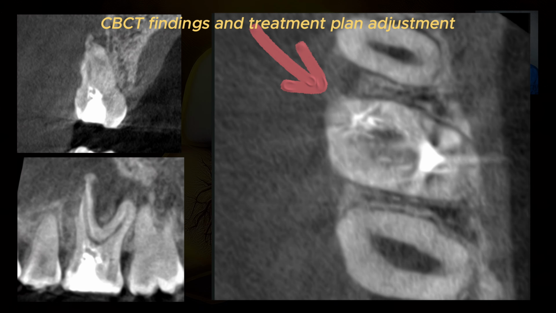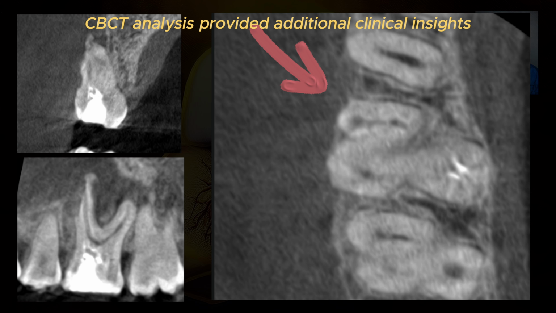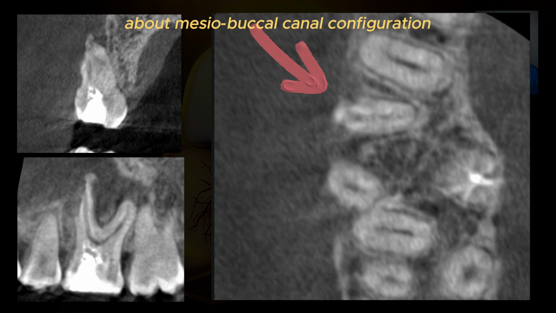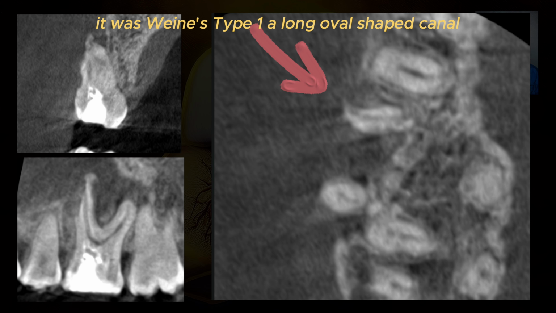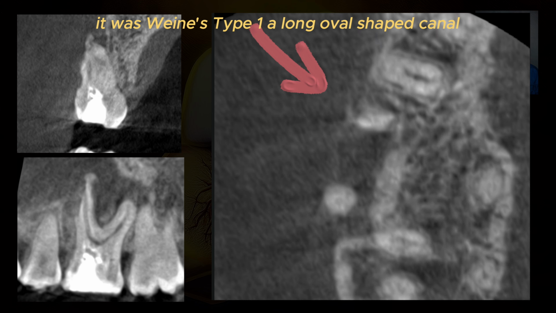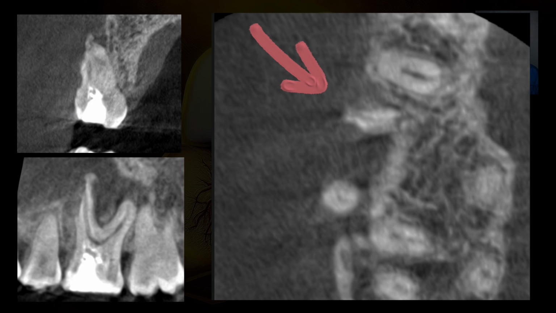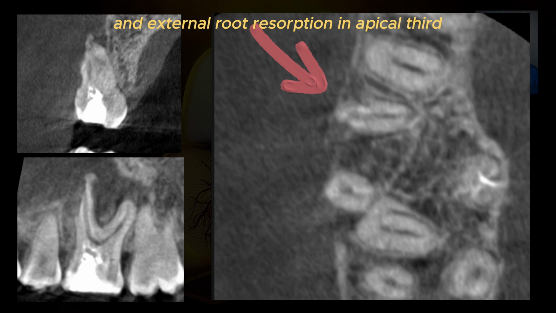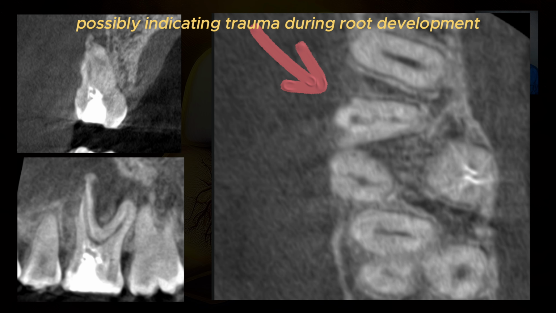CBCT findings and treatment plan adjustment. CBCT analysis provided additional clinical insights. The most significant findings included the mesiobuccal canal configuration. It was Weine type 1, a long oval-shaped canal, with root divergence resembling a primary tooth. Suspected root resorption in the middle third and external root resorption in the apical third, possibly indicating trauma during root development.